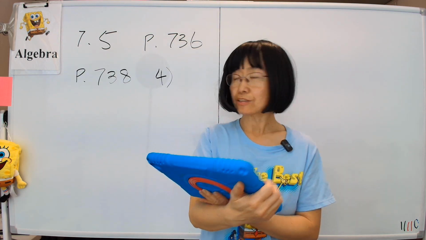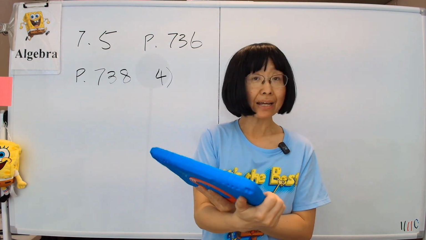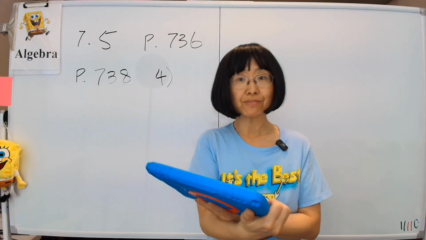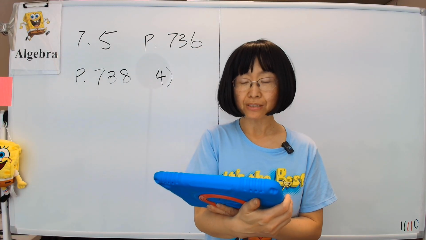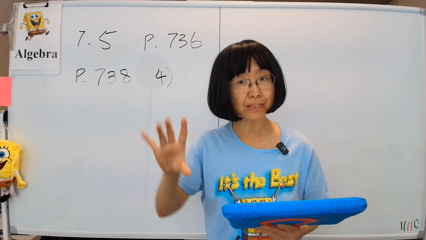So next, let's turn to page 708 and look at example 4, where we calculate differences of matrices. It's the same thing. When we take a matrix minus another one, first they have to be the same dimension.